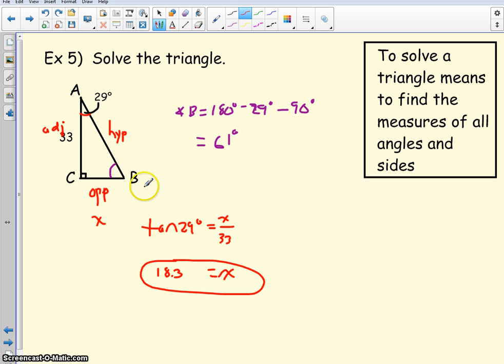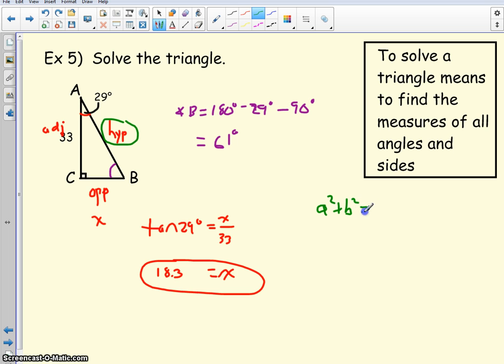Okay, and now you have a choice. We need to now find that third side, which is the hypotenuse. We can use trigonometry again to find it, or we can go back to middle school and use Pythagorean theorem. Because it's a right triangle, we have two of the three sides. We can use the fact that a squared plus b squared equals c squared.